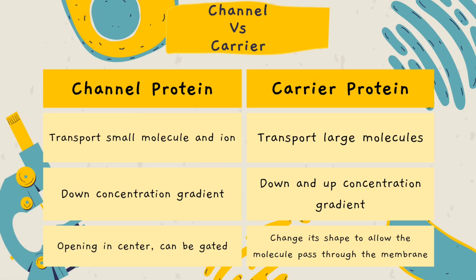These are the differences between a channel protein versus a carrier protein. In terms of transportation, channel protein only transports small molecules and ions like oxygen, while carrier protein transports large molecules like glucose. In terms of movement, channel protein transports down the concentration gradient, while carrier protein transports down and up the concentration gradient. In terms of characteristic, channel protein has an opening in the center and it can be gated, while carrier protein changes its shape to allow the molecule to pass through the membrane.